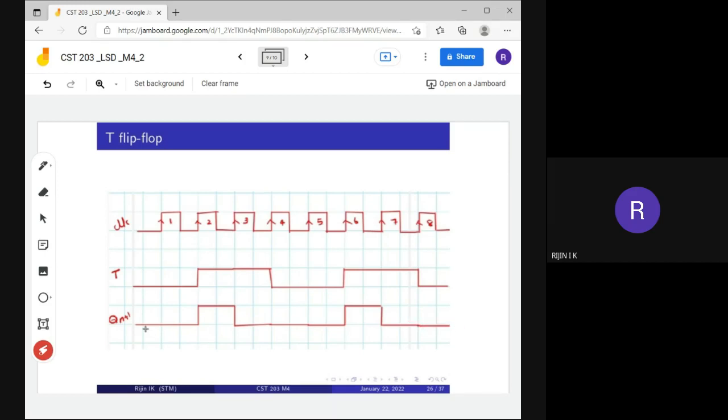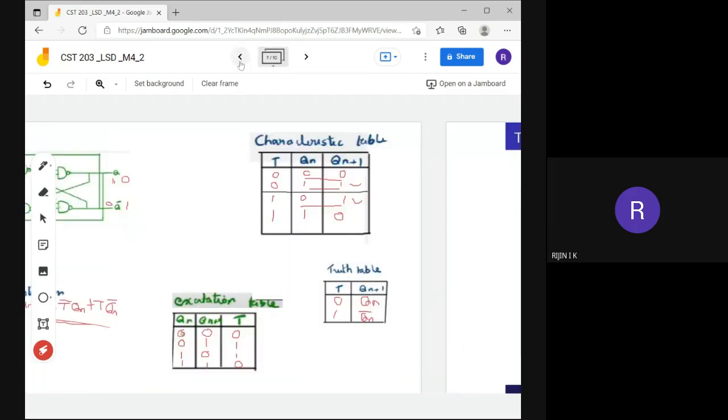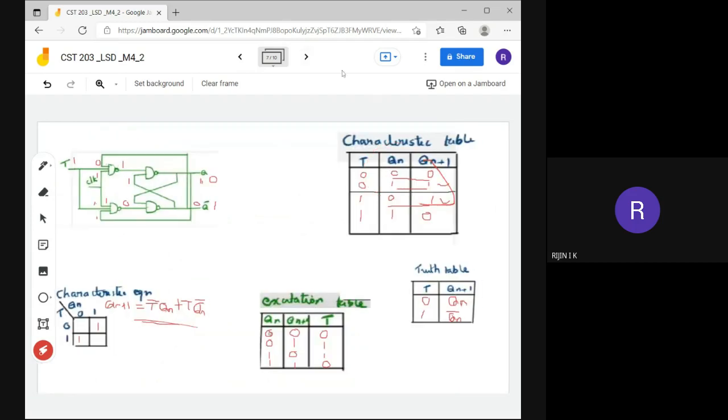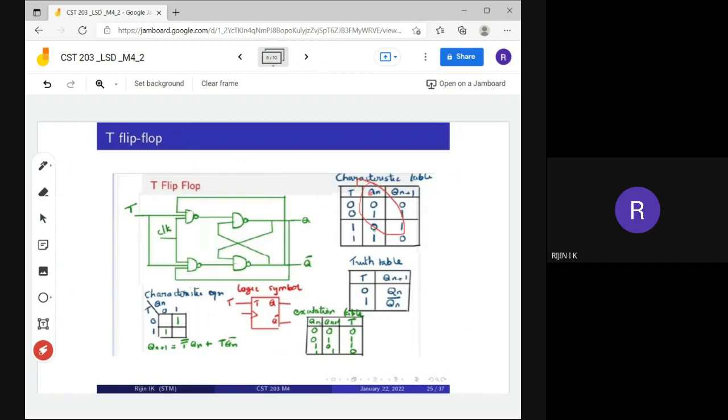So this is our T flip-flop, and this is the waveform of our T flip-flop. T stands for toggle. This is the logic circuit diagram, and this is the characteristics table. You can see this is the characteristics table, this is the truth table, and this is the characteristics equation. This will be the logic symbol and our excitation table corresponding to the T flip-flop. So that's all about the T flip-flop.